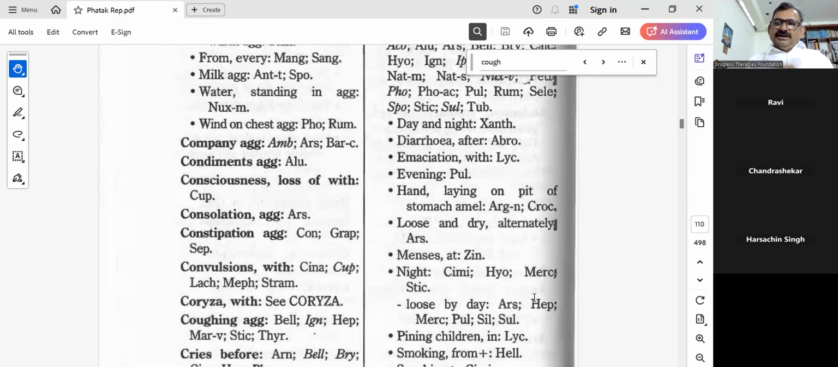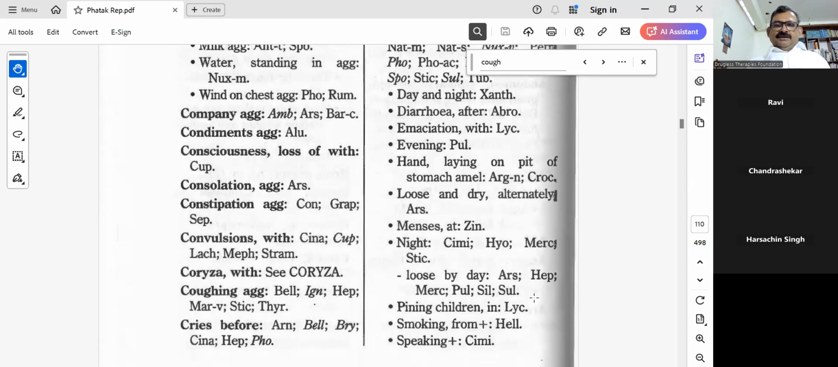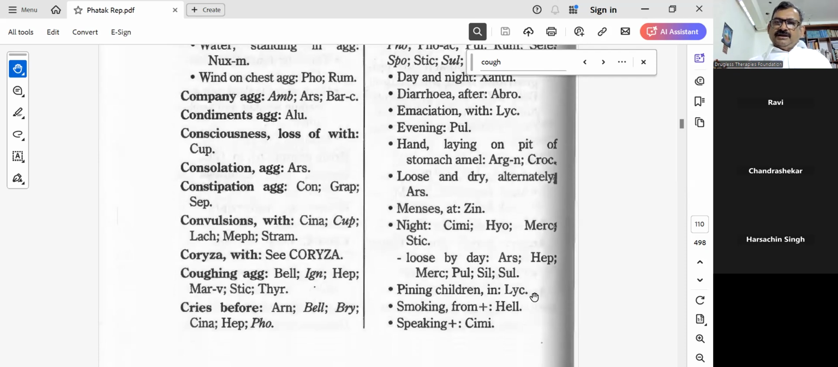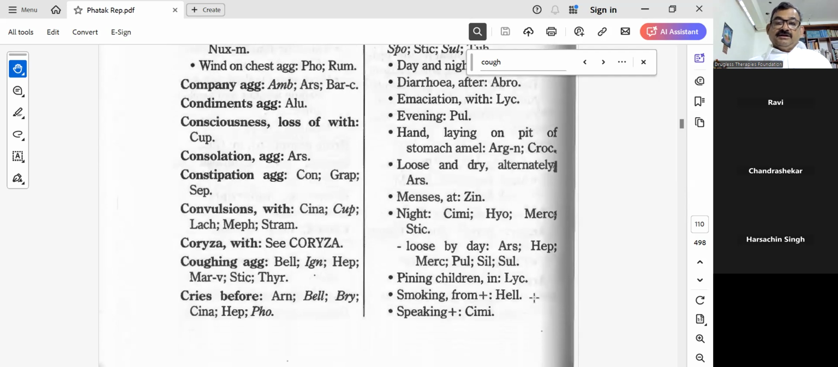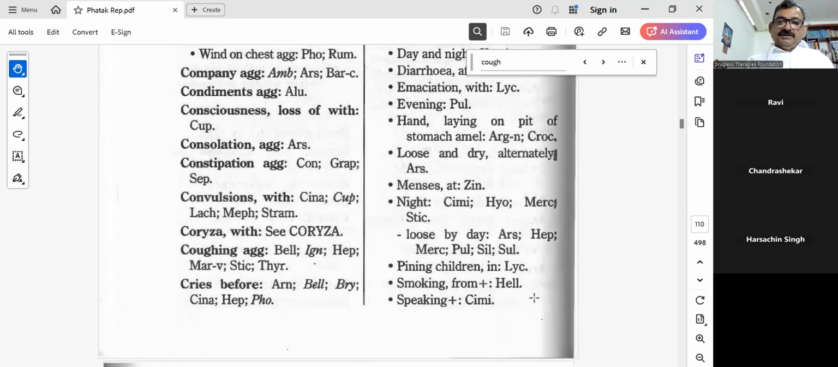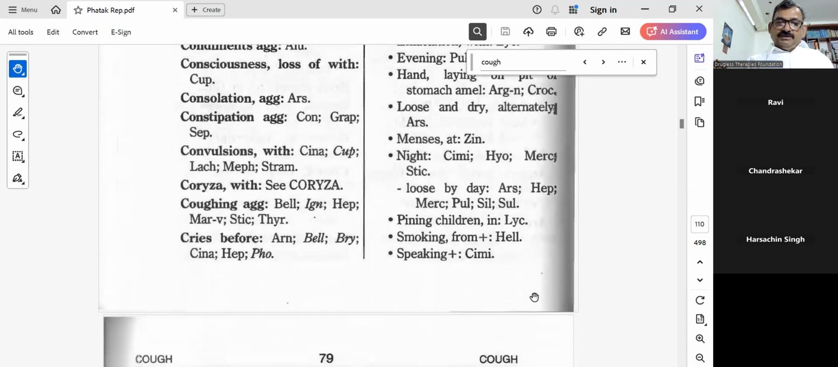And we can tally with that. A Lycopodium person will be tall, slender, always thinking about calculation, like that you can think about. Evening, dry cough without expectoration in the evening, aggravation in the evening, that is Pulsatilla. Likewise, you have to go one by one, and we'll see when we decide by using the repertory, I will come to the conclusion of which remedy is to be given, so we will be able to see.